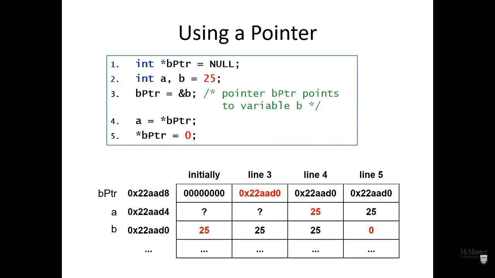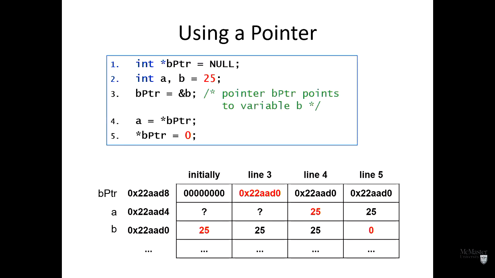I define two variables, A and B. I initialize B to 25, but A has no value here. And then in line 3, I assign the pointer to the address of B. So it takes this address. This is the address of B, right?